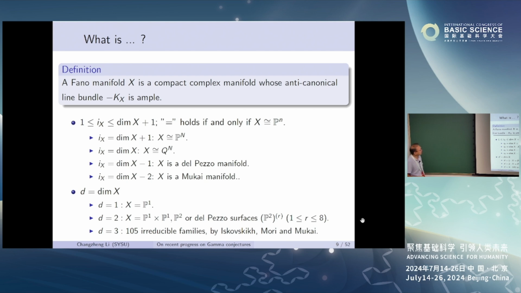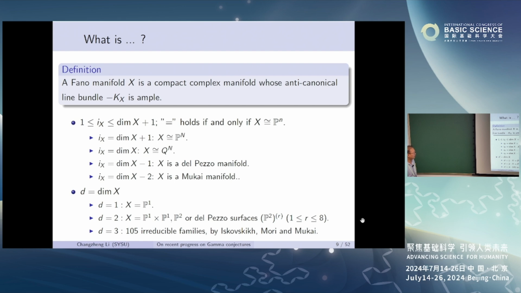Now, all three conjectures are stated for Fano manifolds, and a Fano manifold is a complex manifold whose anticanonical line bundle is ample. From the viewpoint of the Fano index, there is some partial classification. The Fano index is always between 1 and dimension X plus 1. Here all dimensions are complex dimensions. If it is equal to dimension X plus 1, then it is isomorphic to projective space. If it is one less, then it is isomorphic to a smooth quadric hypersurface in projective space. If one less again, then it is called a del Pezzo manifold.